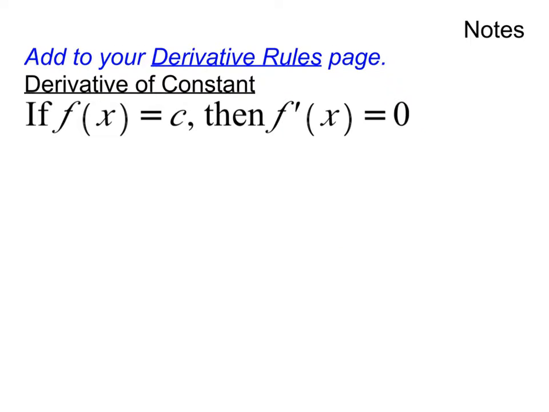So we just saw the rule that the derivative of a constant will always be 0. So this should then go onto your derivative rules page. We're going to be filling in a number of items on that page today. So this is derivative of constant.